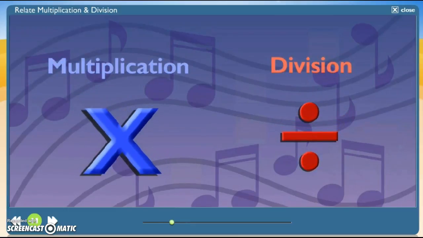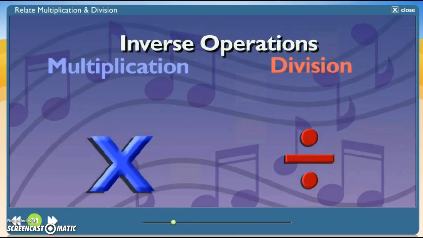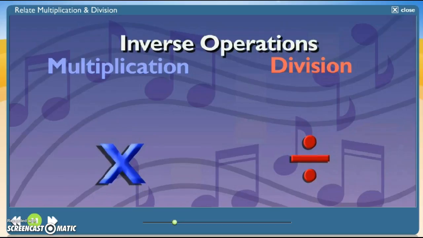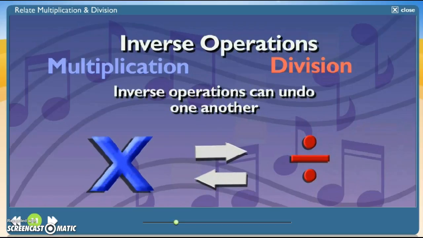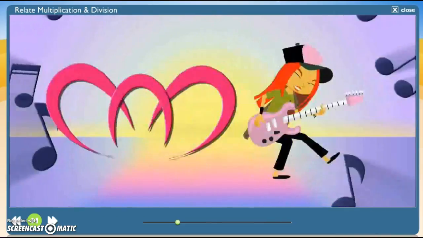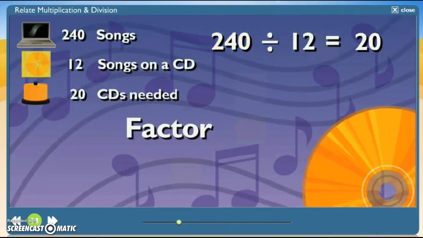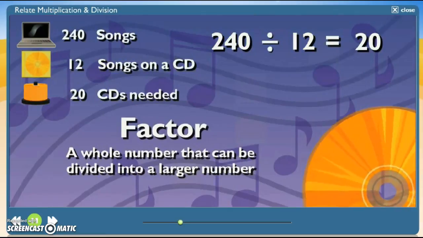Multiplication and division? But you only divided. Well, multiplication and division are inverse operations. That means they can undo one another. Undo? I'll show you. 240 is a factor. 12 is a factor. That means they're whole numbers that can be divided exactly into a larger number.